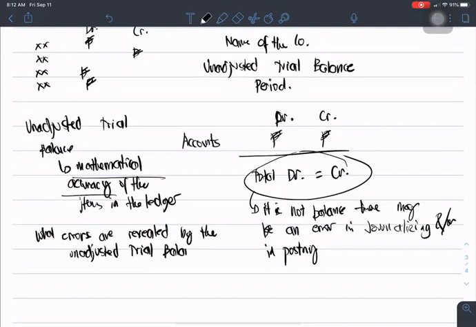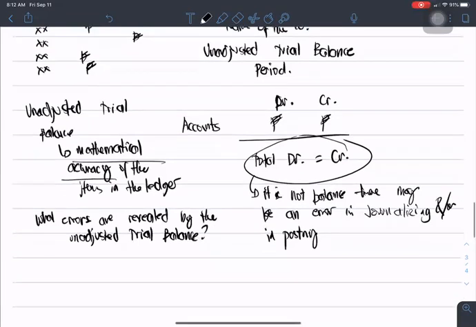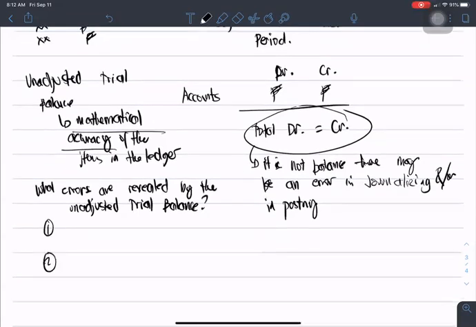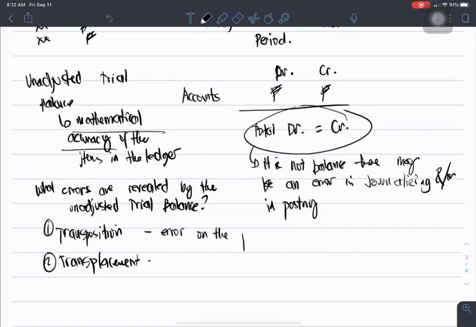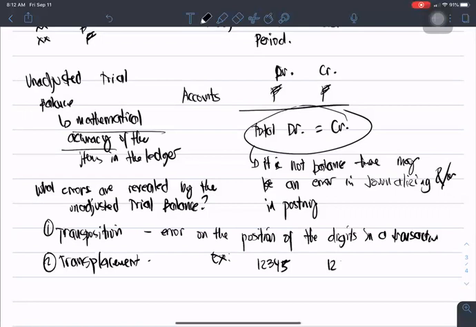So it reveals two errors. We call them transposition and transplacement. So when we see transposition, we have an error on the position of the digits in a transaction. So for example, instead of 1, 2, 3, 4, 5, you record 1, 2, 4, 3, 5.